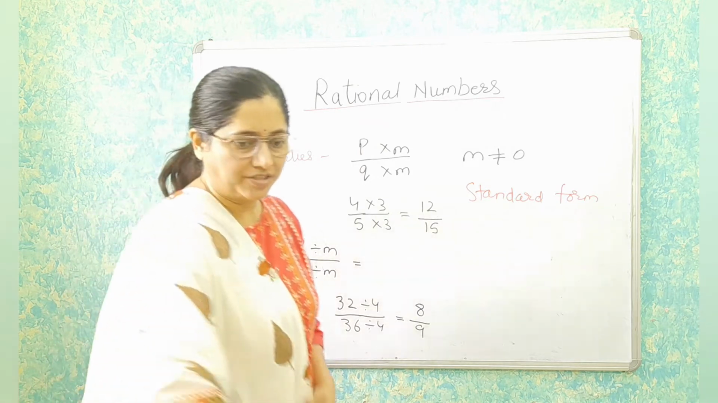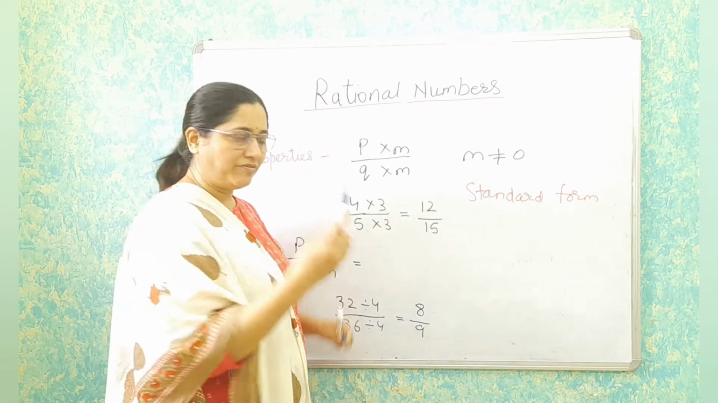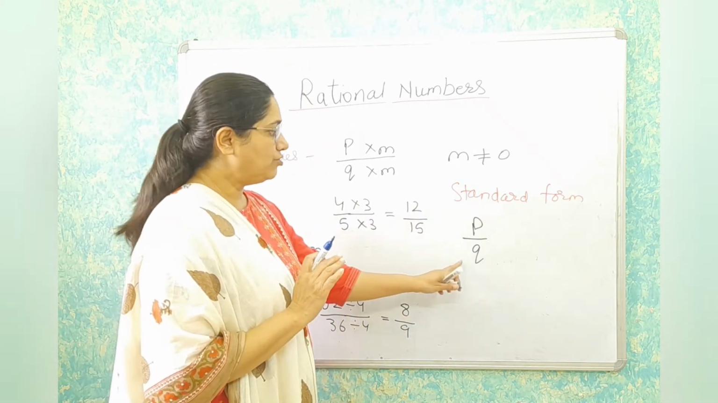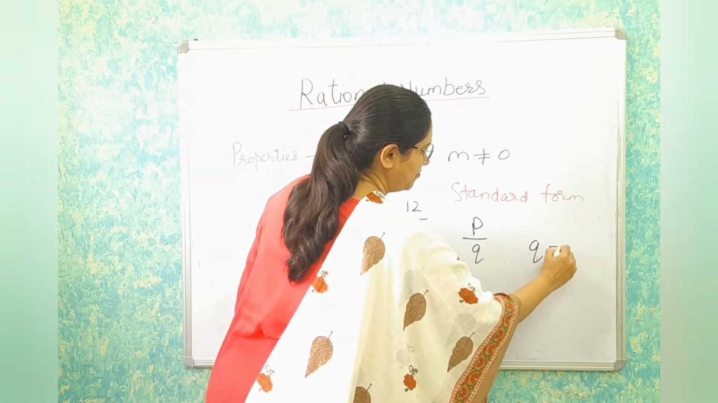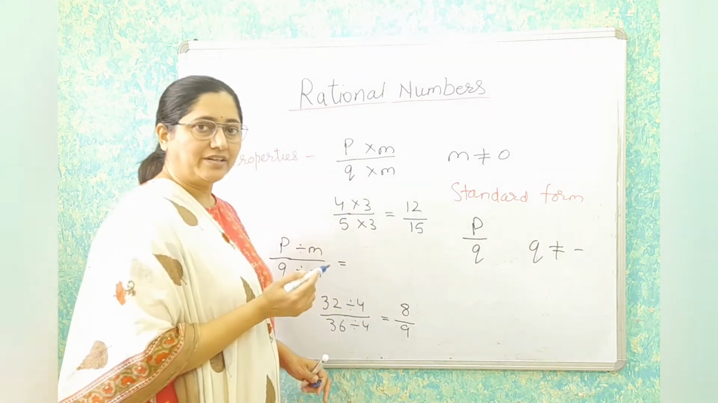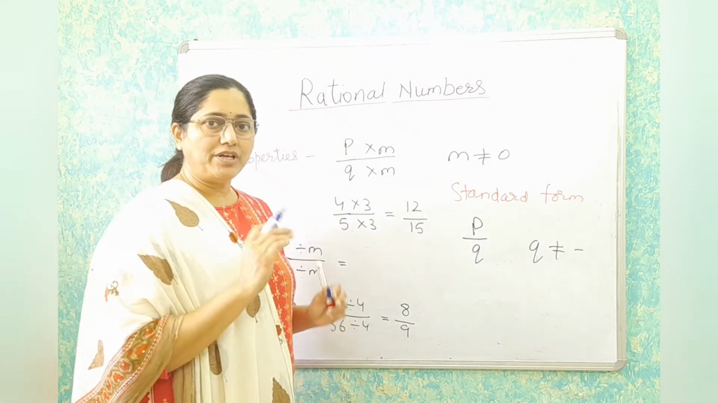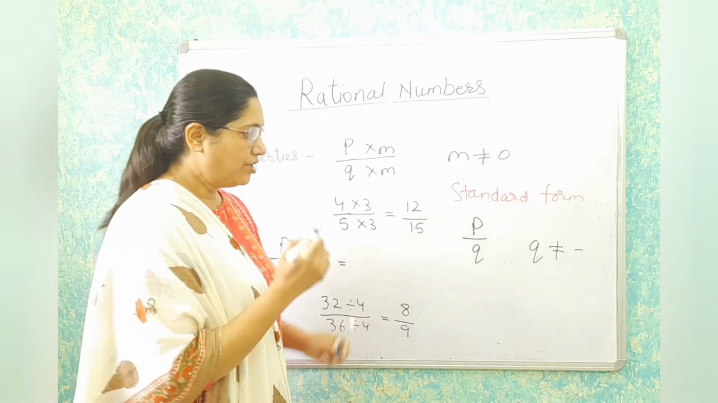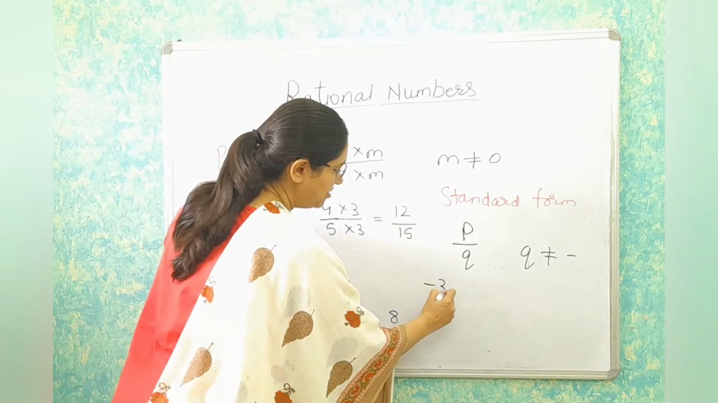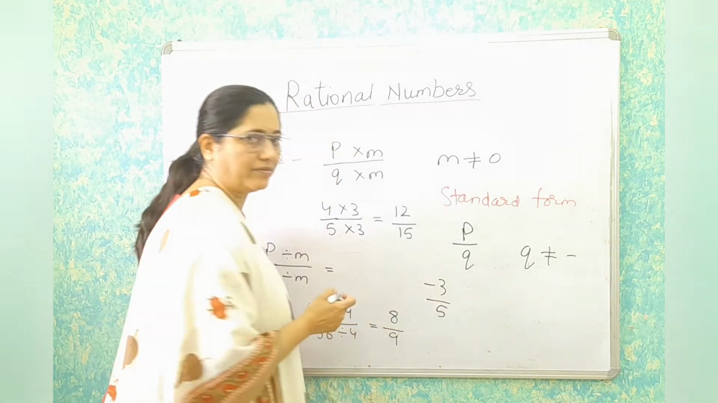There are two conditions. The first is that q should not be a negative integer. And the second condition is that there should not be any common divisor other than 1 for p and q both. For example, minus 3 upon 5.